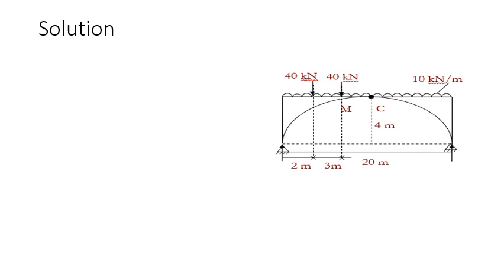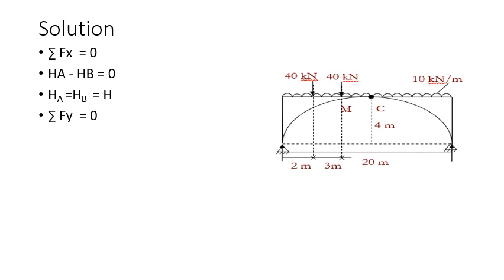So as usual, apply the conditions of equilibrium. We know that there are no other horizontal forces, so HA would be equal to HB. If we apply sigma H is equal to 0, HA minus HB is equal to 0. Sigma Y is equal to 0. What are the vertical forces? VA plus VB minus 40 minus 40, and the total intensity of the UDL is 10 into 20 as it is acting over the entire span, that is equal to 0. So we get VA plus VB as 280.